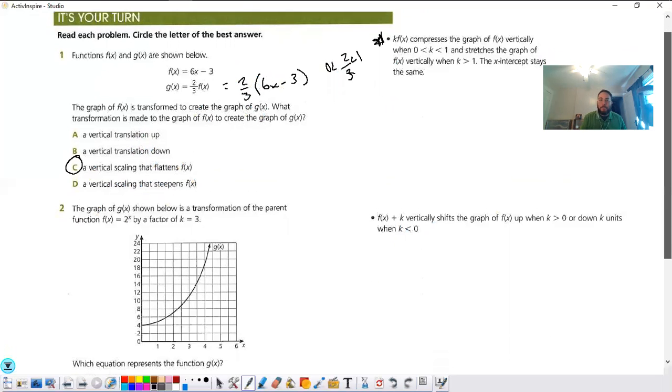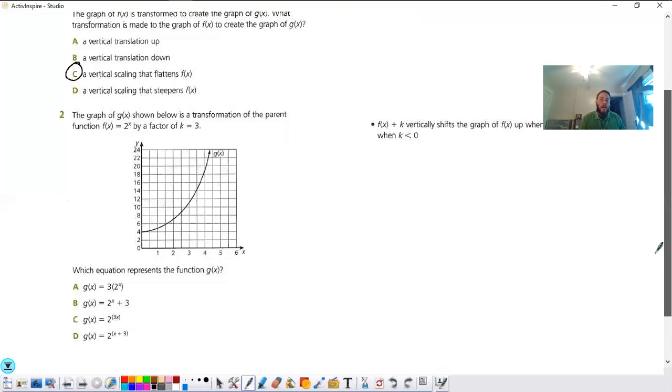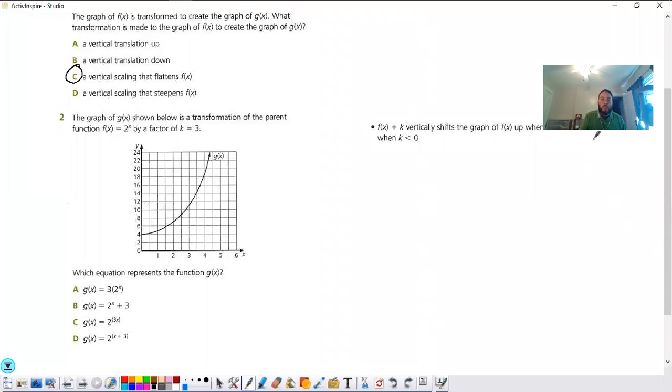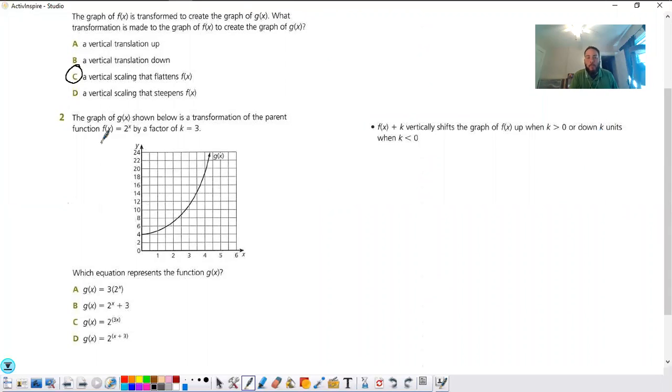All right, number 2 says the graph of g of x shown below is a transformation of the parent function f of x equals 2 to the x by a factor of k equals 3. So we need to see what happened to f of x when our k was 3 here. So if we take a look here, first I just want to start plotting the points for f of x equals 2 to the x.